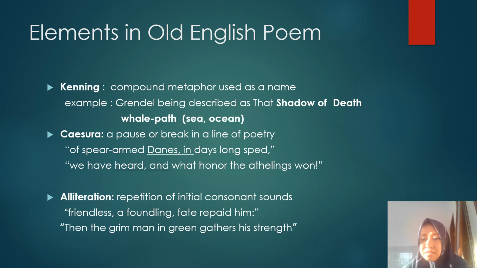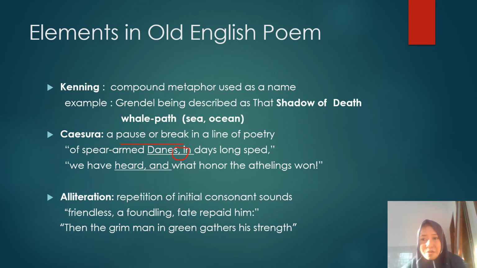And then caesura. This is a pause or break in a line of poetry. For example, like this one. There is a break in the middle of this line here, so we have to pause for a second, and then we continue to the end of the line. And then alliteration is the repetition of initial consonant sounds. For example, like this one, the repetition of the consonant F: friendless, a foundling, faith repaid him.